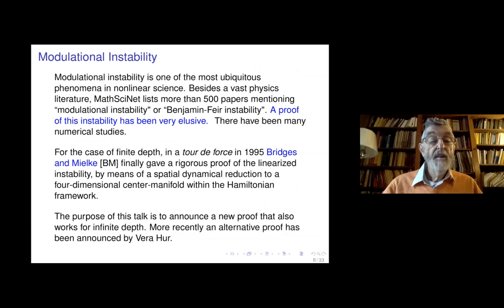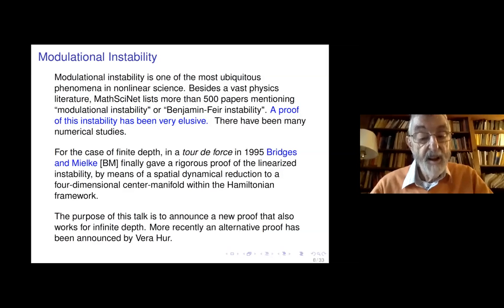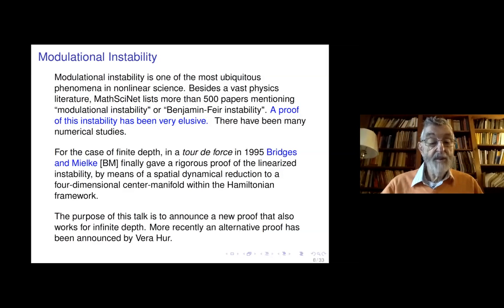Now this instability, there are hundreds of papers talking about modulational instability. And many of them, probably most of them, are in the physics or engineering literature. But there was no proof for almost 30 years until Bridges and Mielke wrote a beautiful paper where they gave a rigorous proof of the linearized instability by a spatial dynamics method.